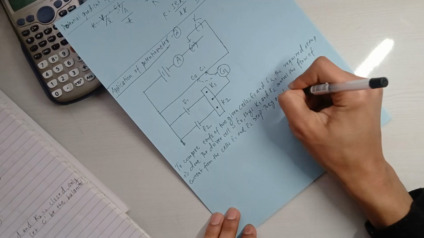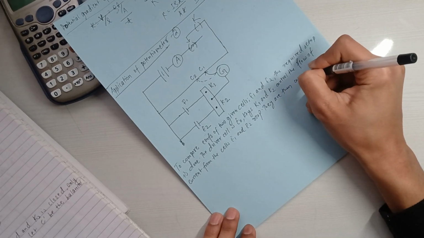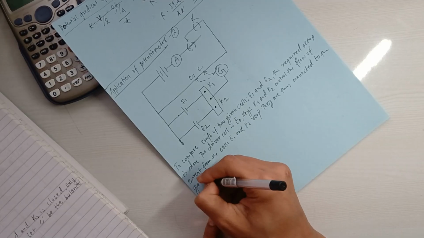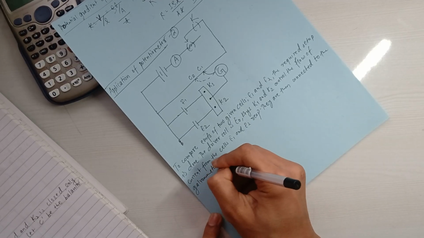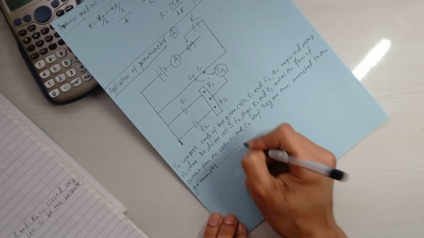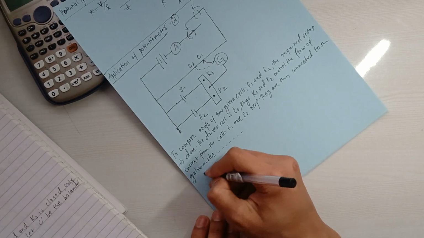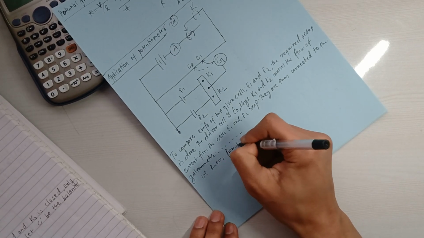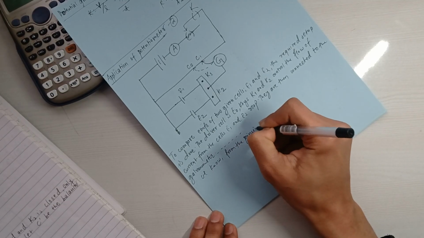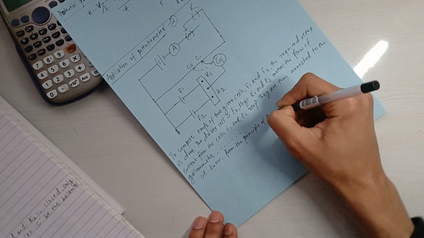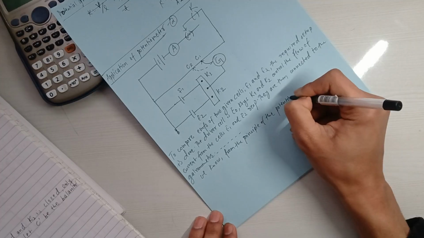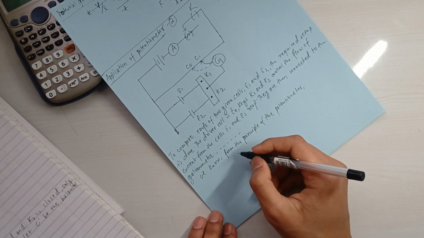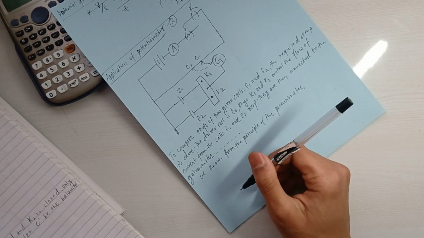They are then connected to the galvanometer. You write this down yourself. Then from the principle of the potentiometer, what do we have?